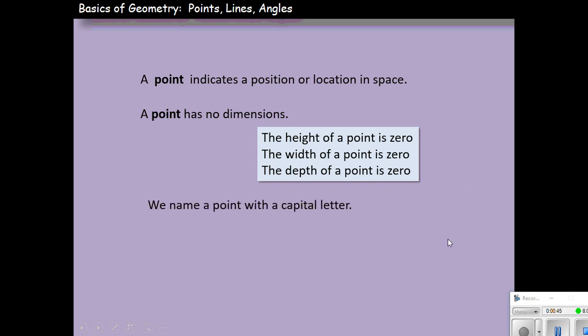We name a point with a capital letter. For example, this point here, if we wanted to name it, we call it point A. We just write one big capital letter for it. It would be important to remember the naming for stuff. It'll save us a lot of time rather than writing out words like line and point if we just use one capital letter for the points.